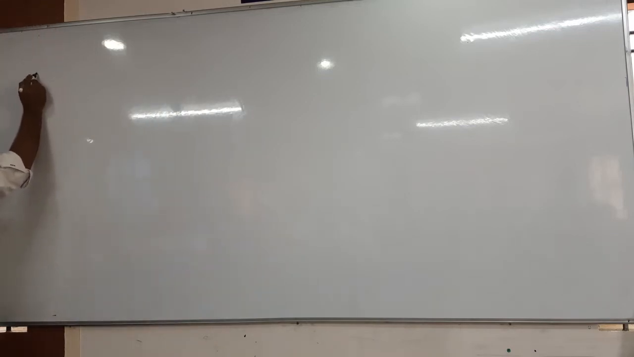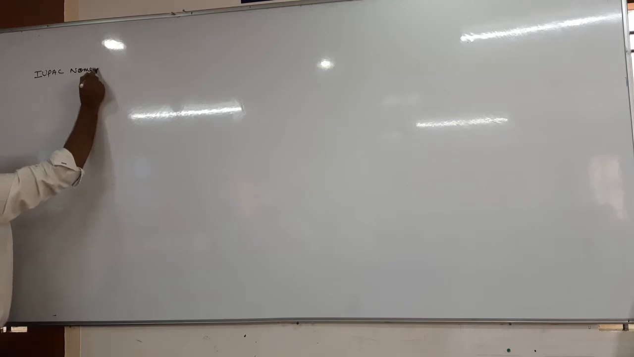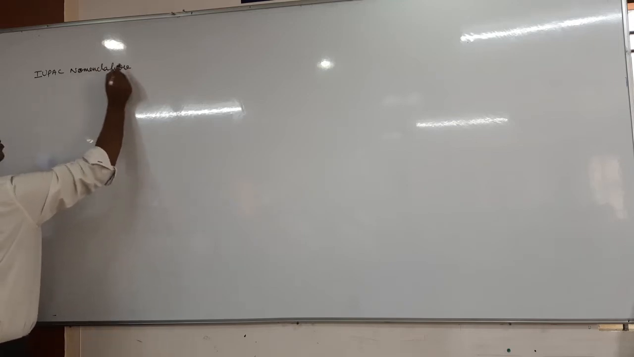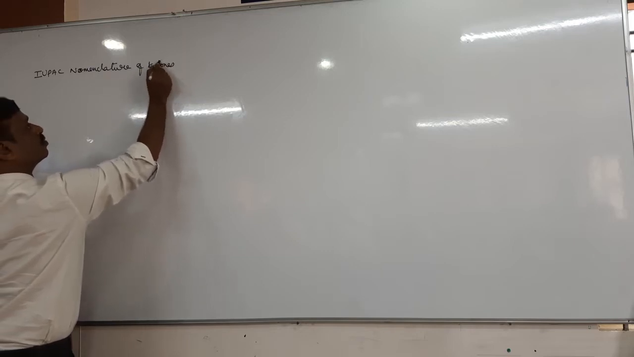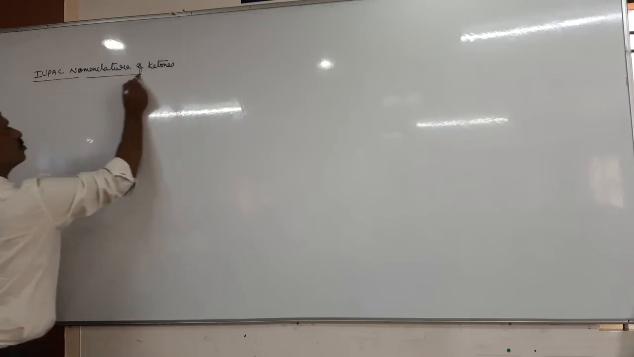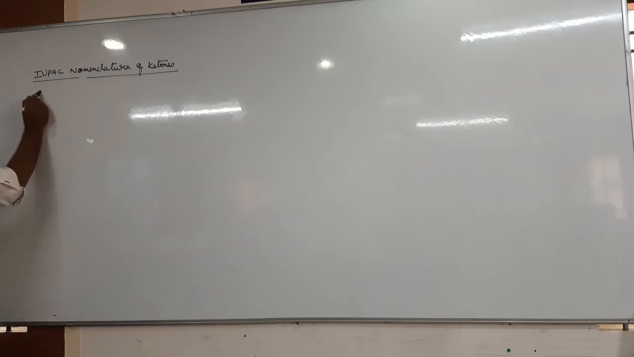Right, IUPAC nomenclature of ketones. Tell me, so what is the IUPAC name of ketone? What is IUPAC nomenclature? Alkanone.